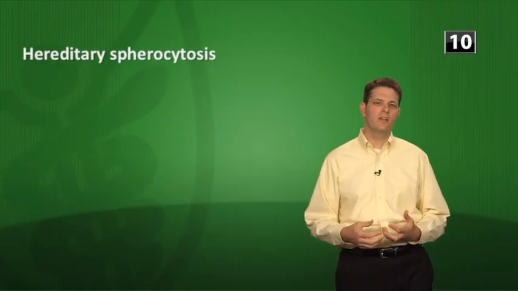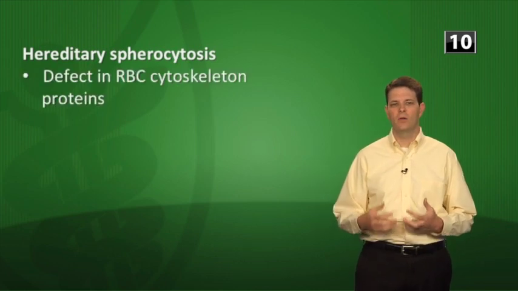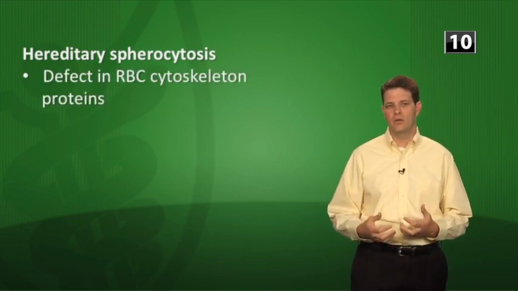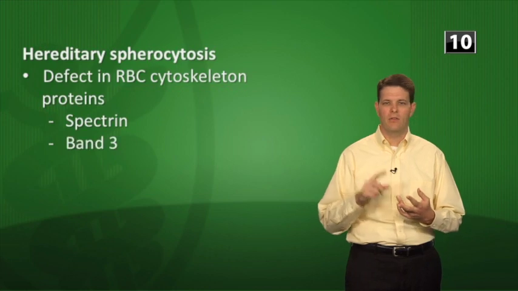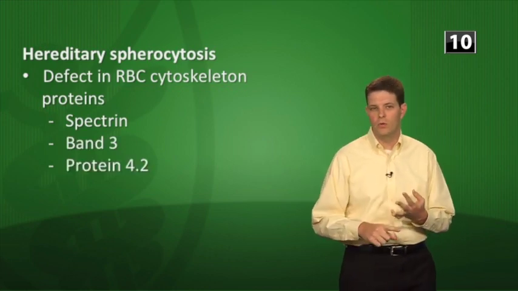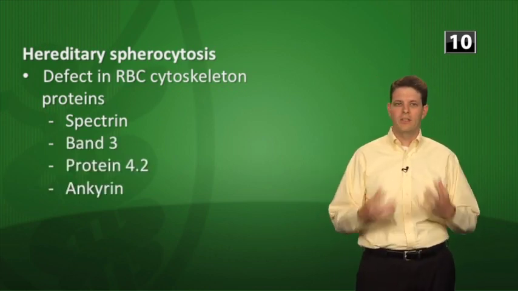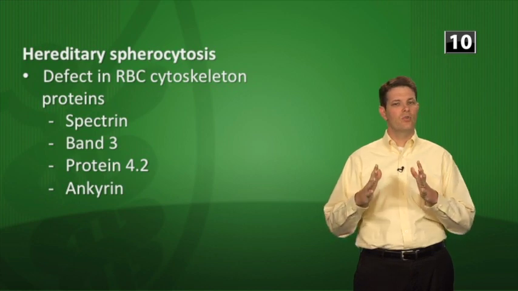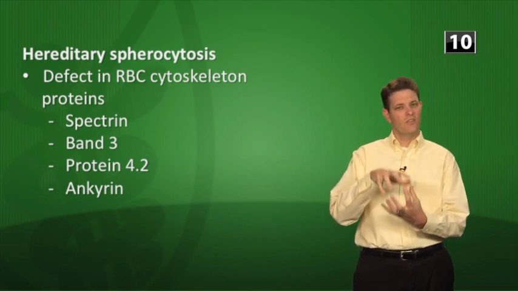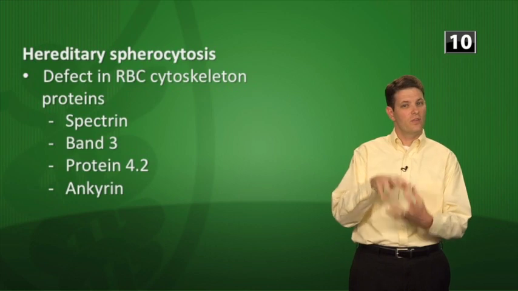So hereditary spherocytosis is a condition where there's a defect in one of the red cell cytoskeleton proteins, like spectrin, band 3, protein 4.2, or ankyrin. So when these proteins are defective, the red cell won't have its normal disc shape. It's going to form sort of a spherical shape, which is why we call those cells spherocytes.